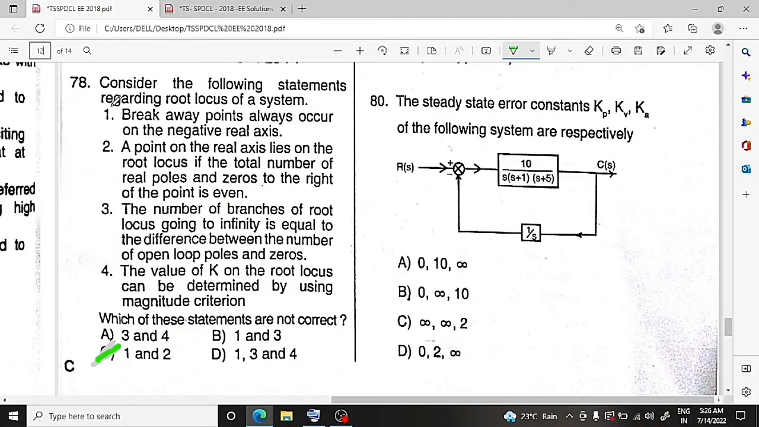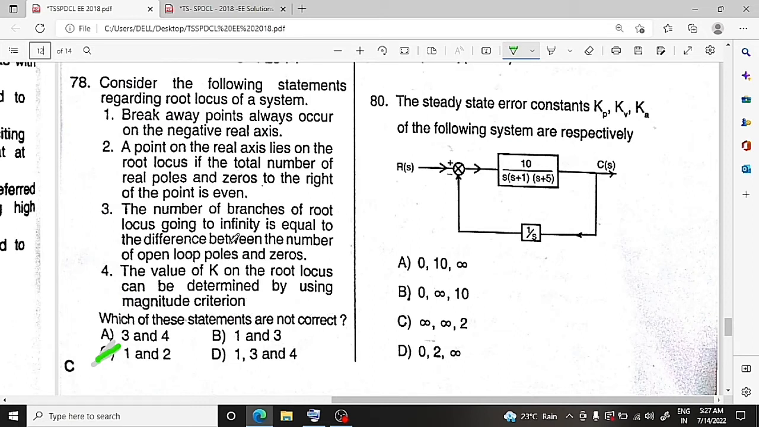So now we are going to solve another question. Consider the following statements regarding the root locus of a system. Statement 1: Breakaway points always occur on the negative real axis. Statement 2: A point on the real axis lies on the root locus if the total number of real poles and zeros to the right of the point is even. Statement 3: The number of branches of the root locus going to infinity is equal to the difference between the number of open loop poles and zeros. Statement 4: The value of K on the root locus can be determined by using only the magnitude criterion. Which of the statements are not correct?